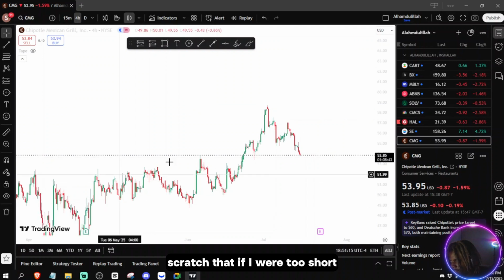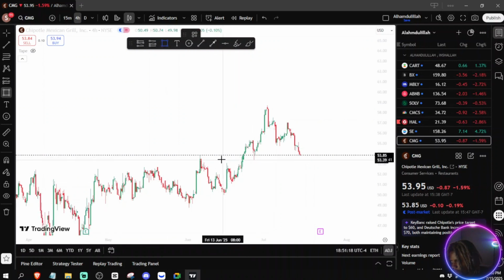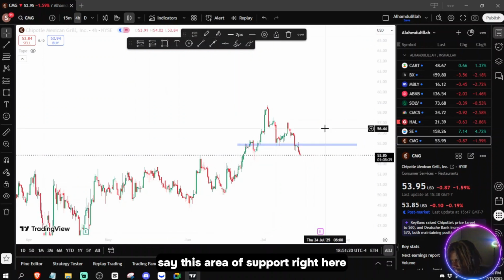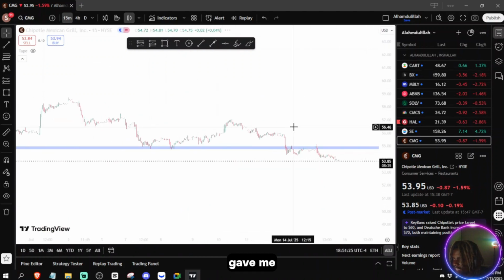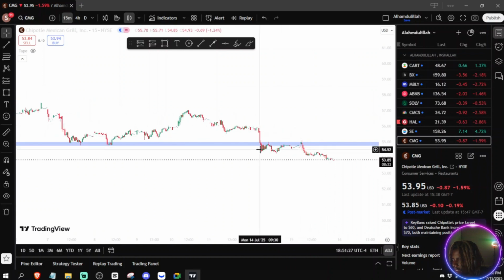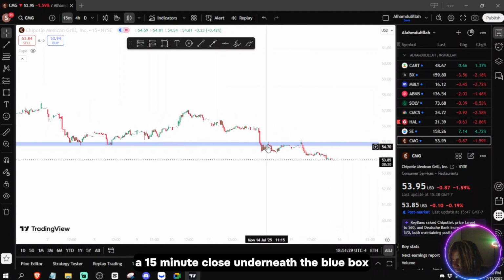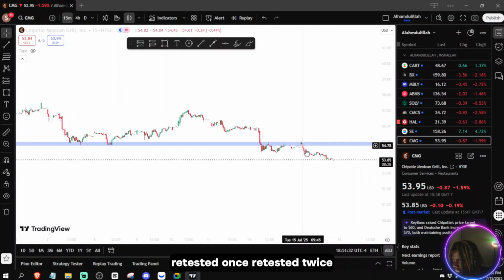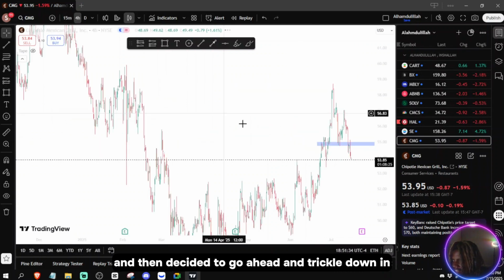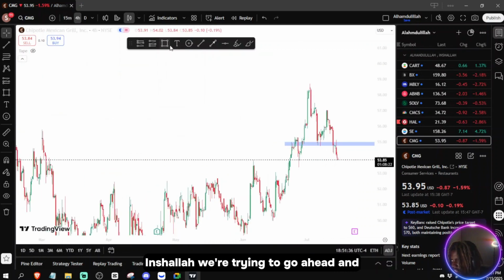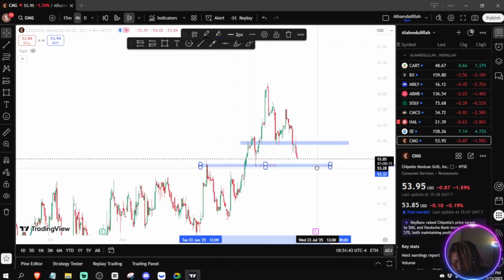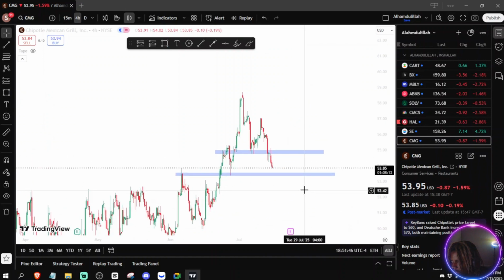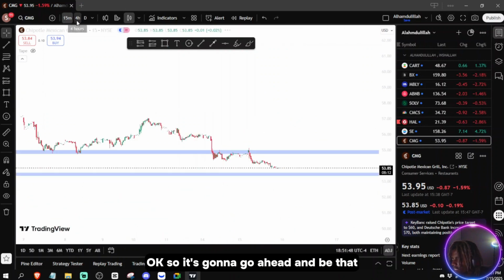But scratch that. If I were to short, say this area of support right here, price gave me a 15-minute close underneath the blue box, retested once, retested twice, and then decided to go ahead and trickle down, and inshallah, we're trying to fill this area of support down here. Okay, so it's gonna be that.